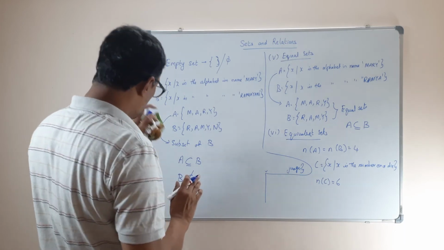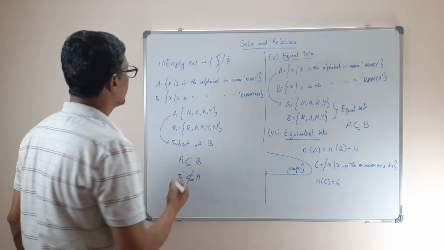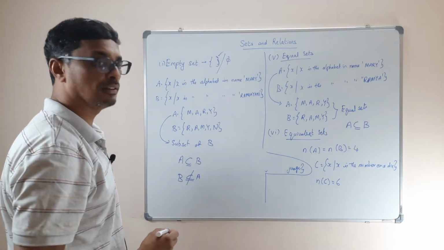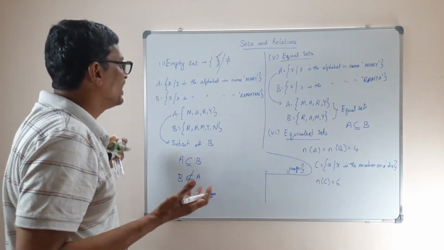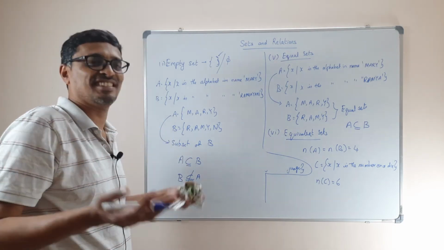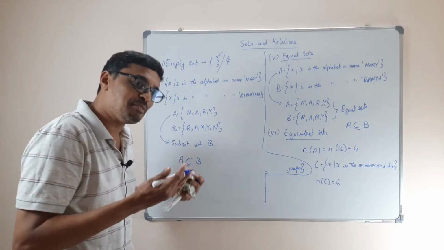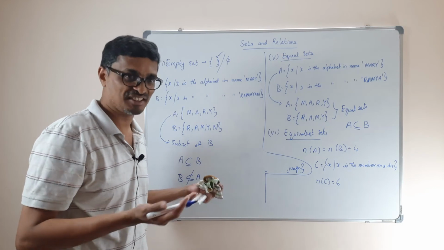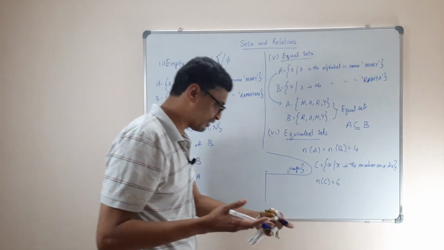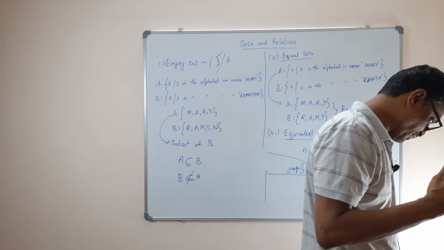Fine. Now tell me, can the empty set be a subset of any set? Yes, of course. So the empty set is a subset of all sets. And can any set be a subset of itself? Yes, of course. So these are the points they have written there. Every set is a subset of itself.